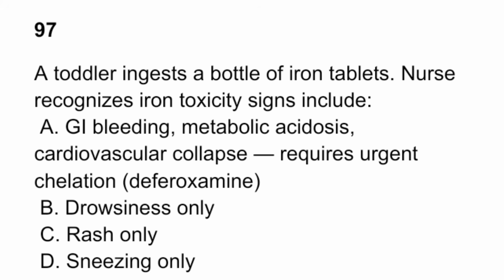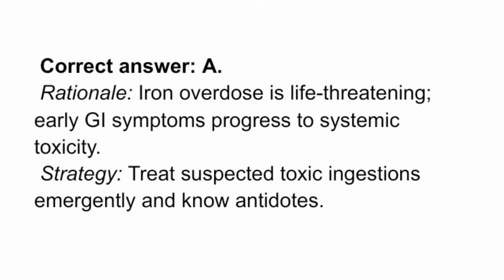97. A toddler ingests a bottle of iron tablets. The nurse recognizes iron toxicity signs include: A. GI bleeding, metabolic acidosis, cardiovascular collapse, requires urgent chelation, deferoxamine. B. Drowsiness only. C. Rash only. D. Sneezing only. Correct answer, A. Rationale: iron overdose is life-threatening, early GI symptoms progress to systemic toxicity. Strategy: treat suspected toxic ingestions emergently and know antidotes.